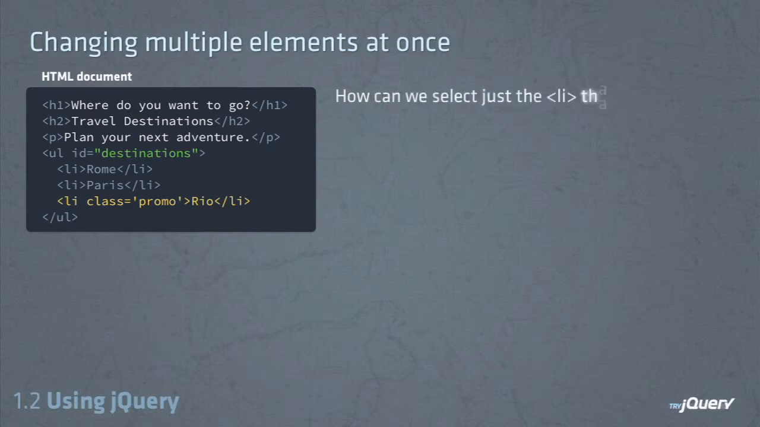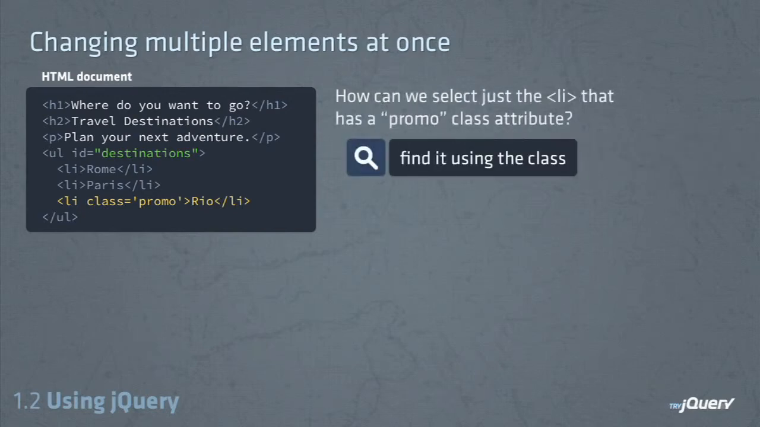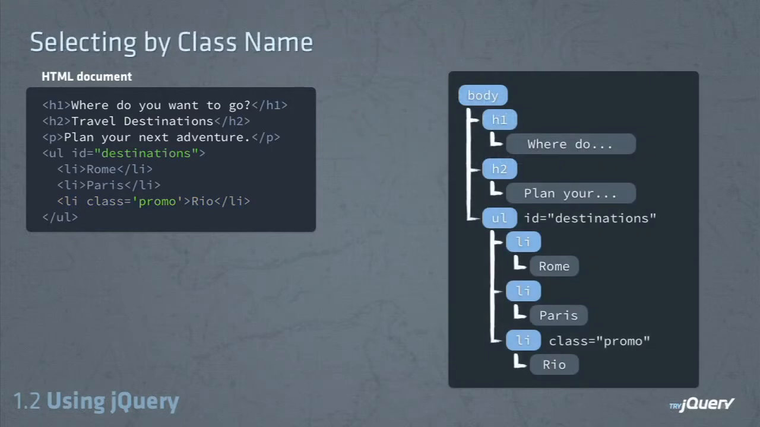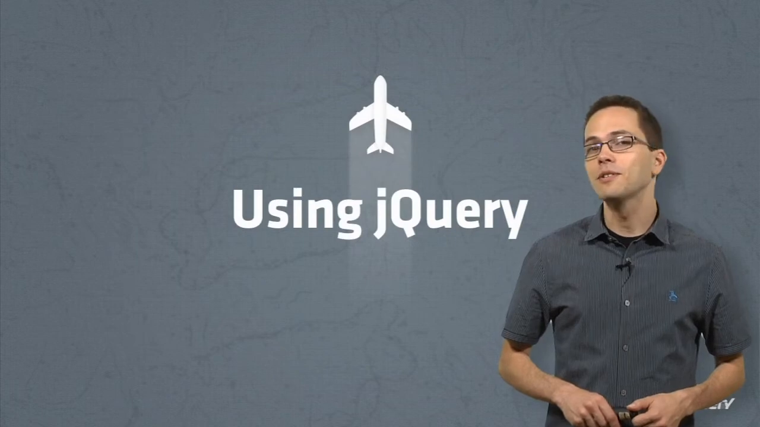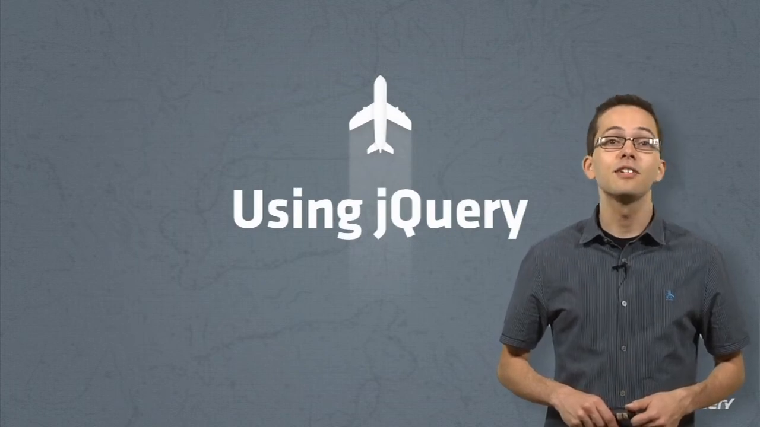How might we select just that class using the proper selector? In this case, we would just specify .promo, and that would select all the list elements that have the class of promo. In this case, there's just one. Why don't you try your hand at using some specific selectors, and I'll see you in level 2.